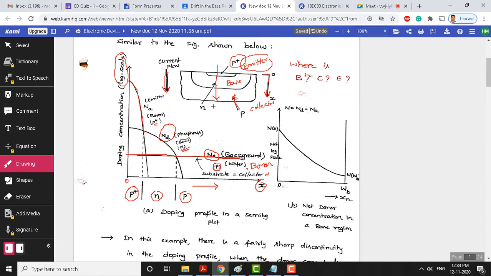I hope you understood this doping profile with reference to the structure of BJT. This helps us understand more about BJT by looking into the doping profiles of various regions like emitter, base, and collector. So this is a P plus NP transistor fabrication, and this is plotted in semi-log because otherwise the value becomes very large and it is very difficult to plot within the given boundary. So that's why we always go for a semi-log plot.